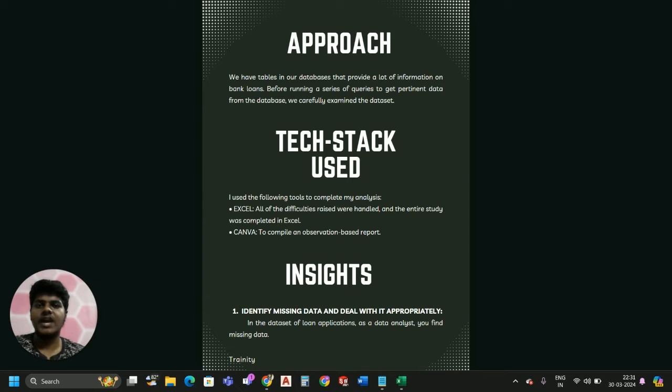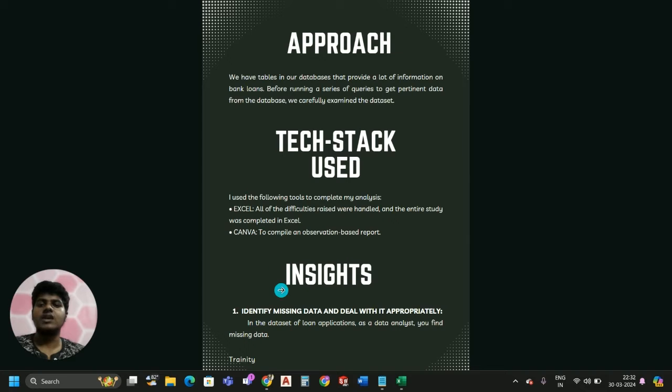Moving on to the technology stack utilized in this analysis, I employed the following tools. The first one is Excel. Excel served as the primary tool for managing all challenges encountered throughout the study. From data handling to comprehensive analysis, Excel provided a versatile platform to accomplish various tasks effectively. The second one is Canva. To compile an observation-based report, I turned to Canva. This user-friendly platform enabled the creation of visually appealing reports, effectively communicating the findings of the analysis to the stakeholders.